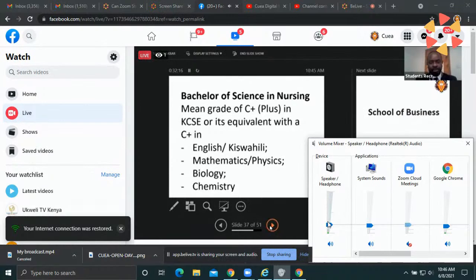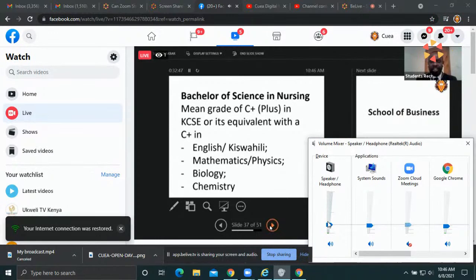In this case, for those who are doing GCE, you will be required to have four principal passes. And in KCSE, you are also required to have a C plus in English or Kiswahili. You are required to have a C plus in mathematics or physics, and you are required to have a C plus in biology and a C plus in chemistry.